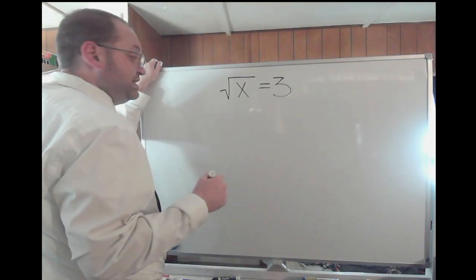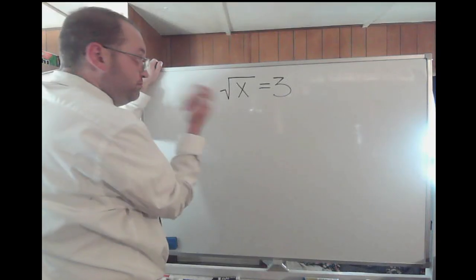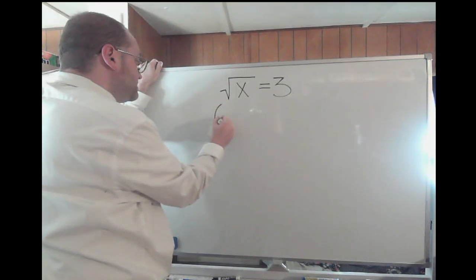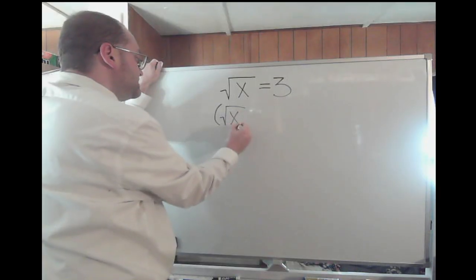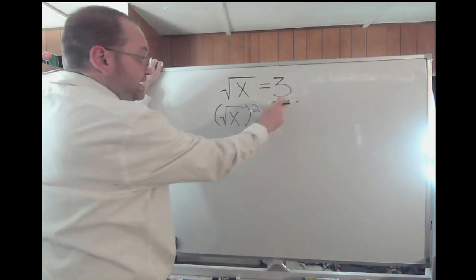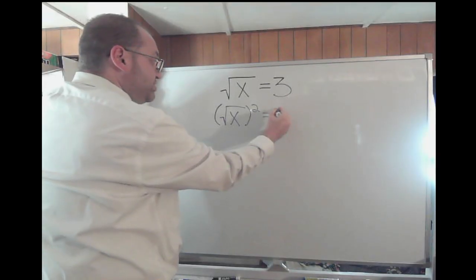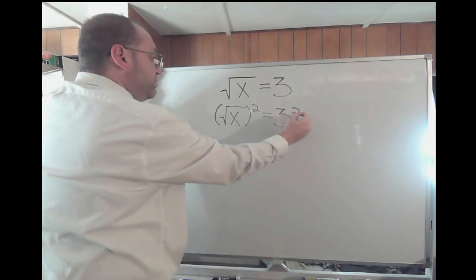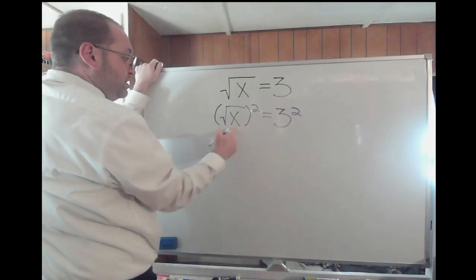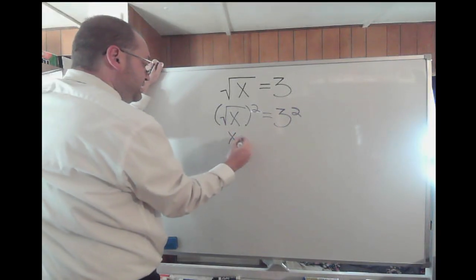So there's an easy way to get rid of that square root. You just square the square root of x. So let's go ahead, we'll take the square root of x to the second power. That's going to equal also the right side squared, because what you do to one side you got to do to the other. So now you'll have the square root of x squared equal to 3 squared, which means you would get x equal to 9.